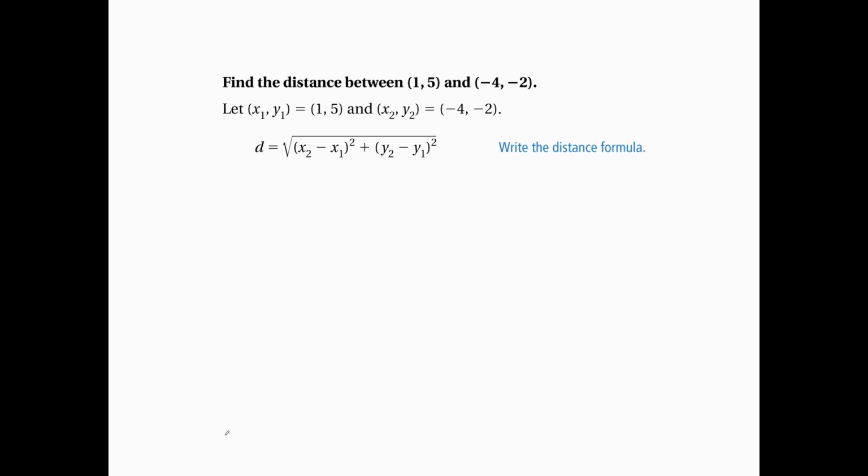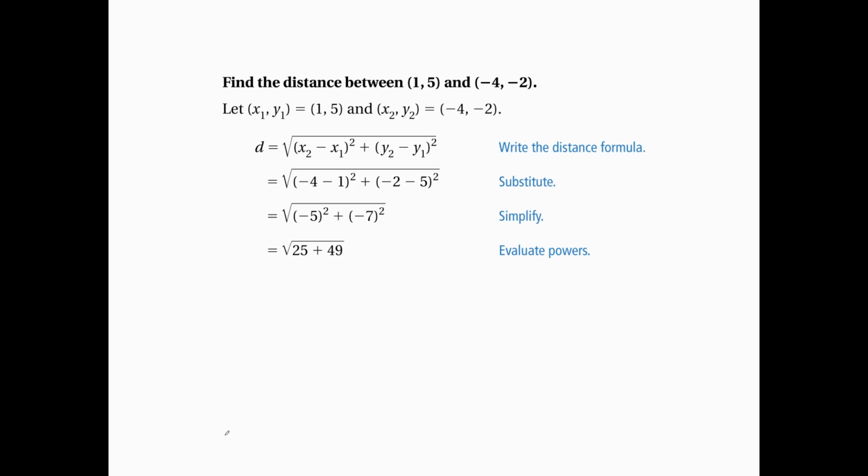How do we find the distance between these 2 coordinates? First, label them. Okay, which one is your x sub 1, y sub 1, which one is your x sub 2, y sub 2, and it doesn't matter which one you pick to be x sub 1, y sub 1, x sub 2, y sub 2. Just make sure you're consistent. Keep the 1's together and the 2's together. Okay, write down the distance formula, plug in the values, and simplify.